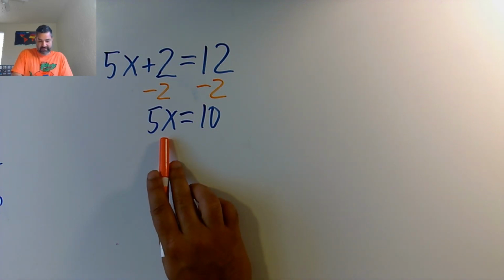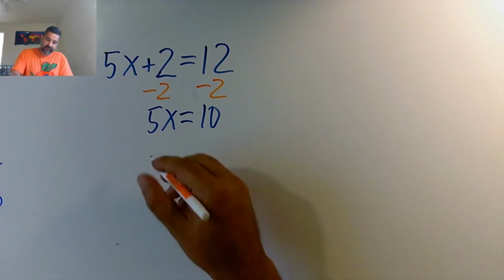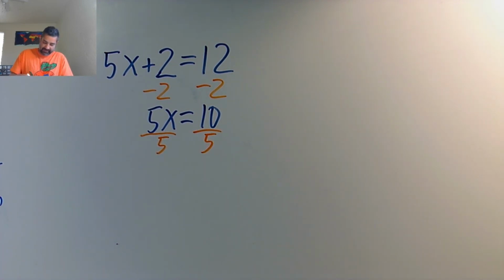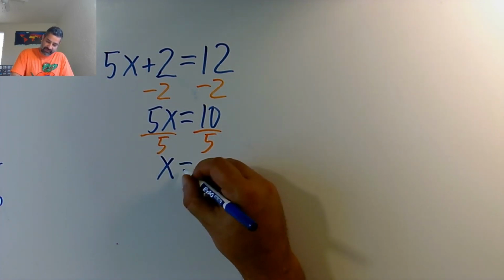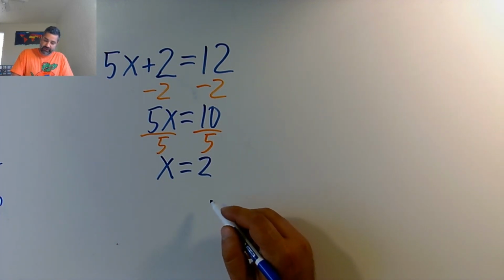Okay, and now we have one more step. What is being done to x? It's being multiplied by 5. What's the opposite of multiplying by 5? Dividing by 5. And so 5 divided by 5 is 1. We don't need to write that. What's 10 divided by 5? It is 2.